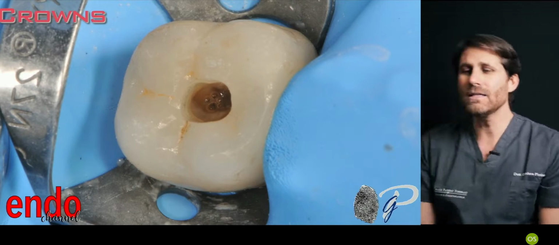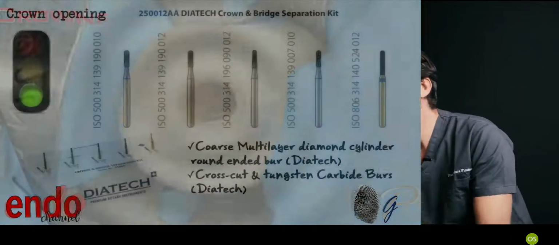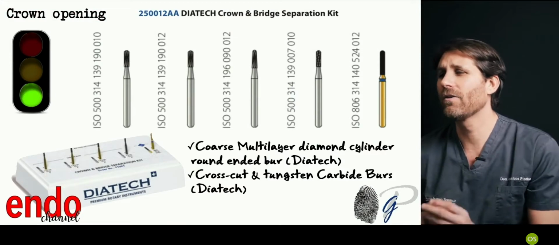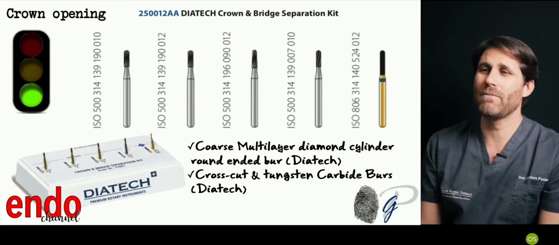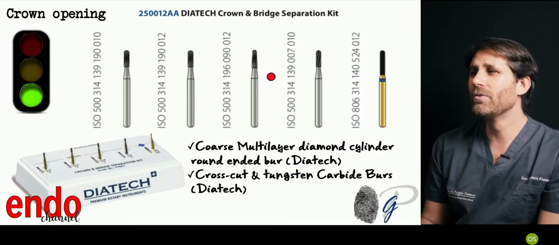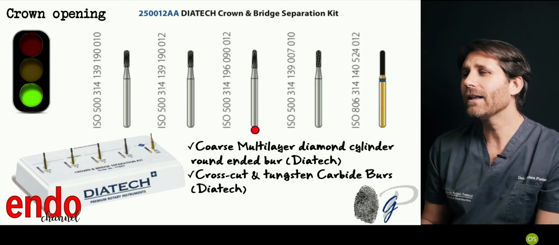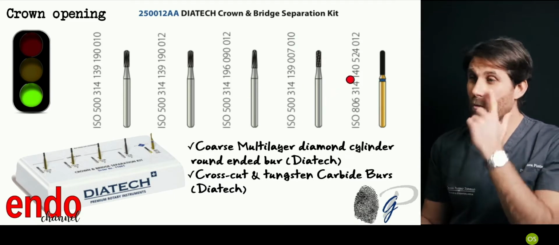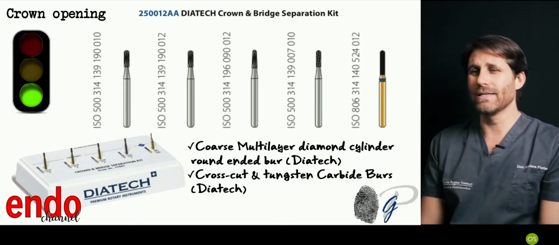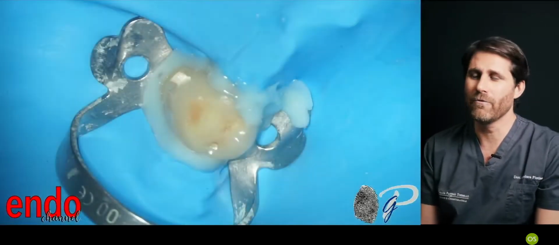For performing this, I like to use specific burrs to open the crowns. These burrs from Diatec are coarse multi-layer diamond cylinder round-ended burrs. This is a crown and bridge separation kit in which we find different burrs: 3 burrs with the cross-cut design, 1 tungsten carbide burr, and 1 coarse multi-layer diamond cylinder round-ended burr to penetrate the crown, as we will see now. This kit helps you to perform your treatment through the crown in a safe way.